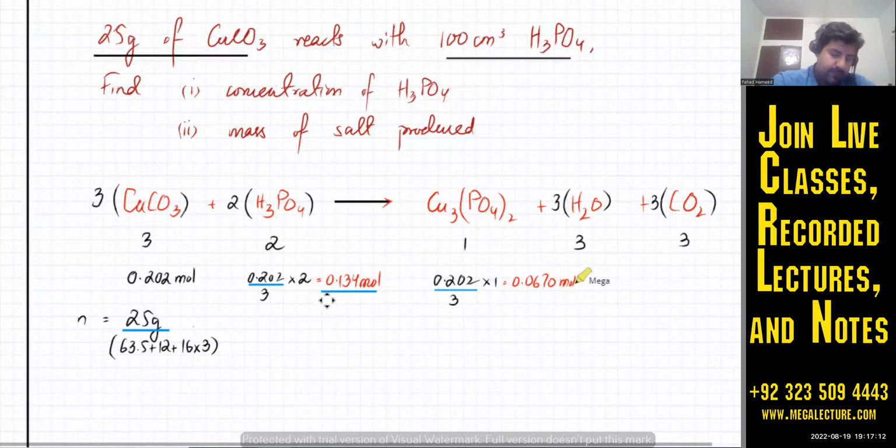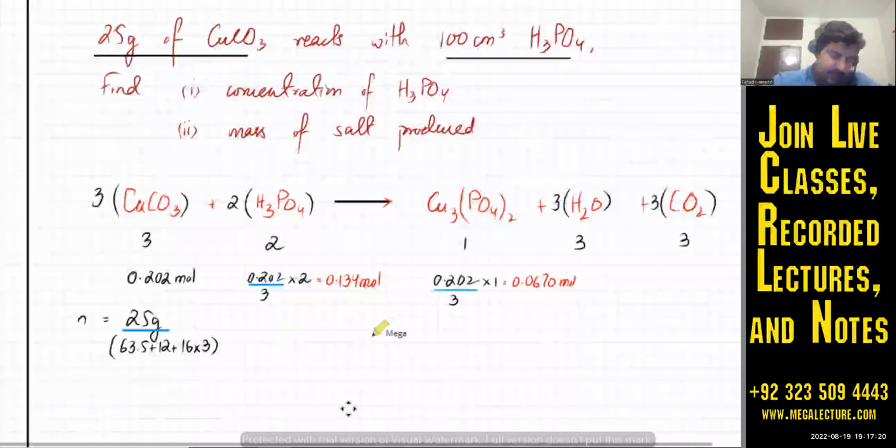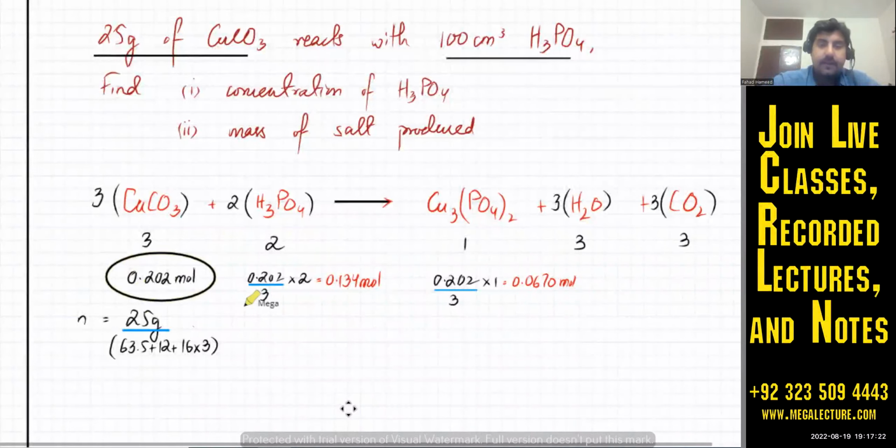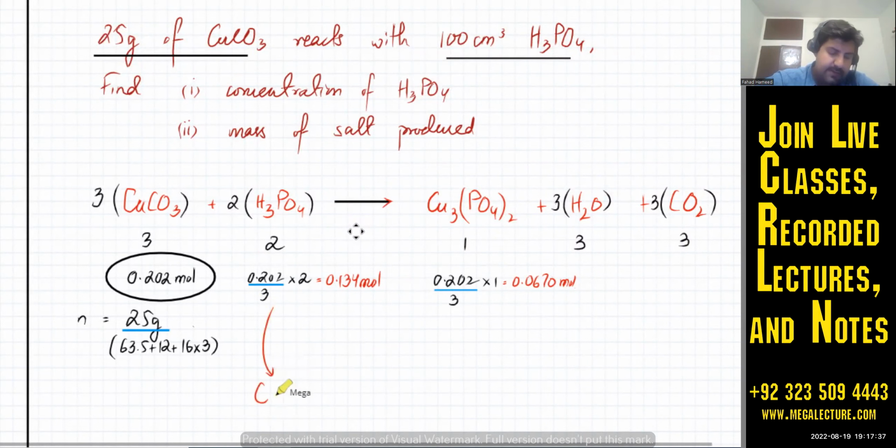So we found the moles of both things. Remember, once you find the moles of one substance, you'll be able to figure out the moles of all the other substances. Now he's asking for the concentration of phosphoric acid. We found the moles. What is the formula of concentration? It's moles over volume.